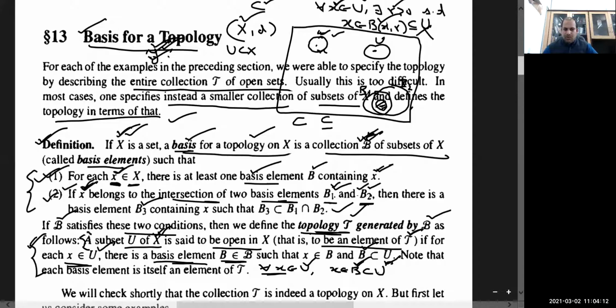So the definition of a subset U of X being open in terms of basis elements is that around each x belonging to U, there exists at least one basis element B from this script B such that x belongs to B and B is contained in U. Okay, so here B denotes the basis element. We will always talk in terms of basis elements.